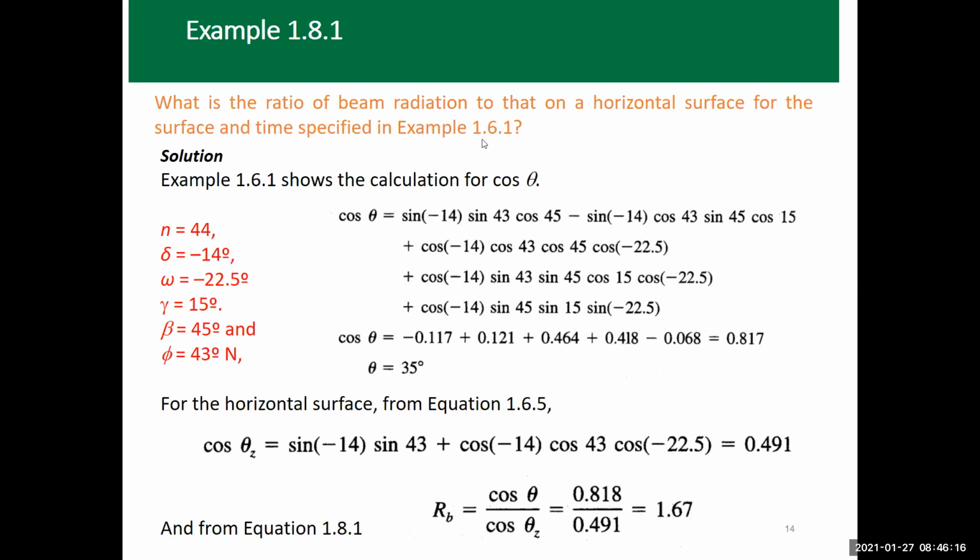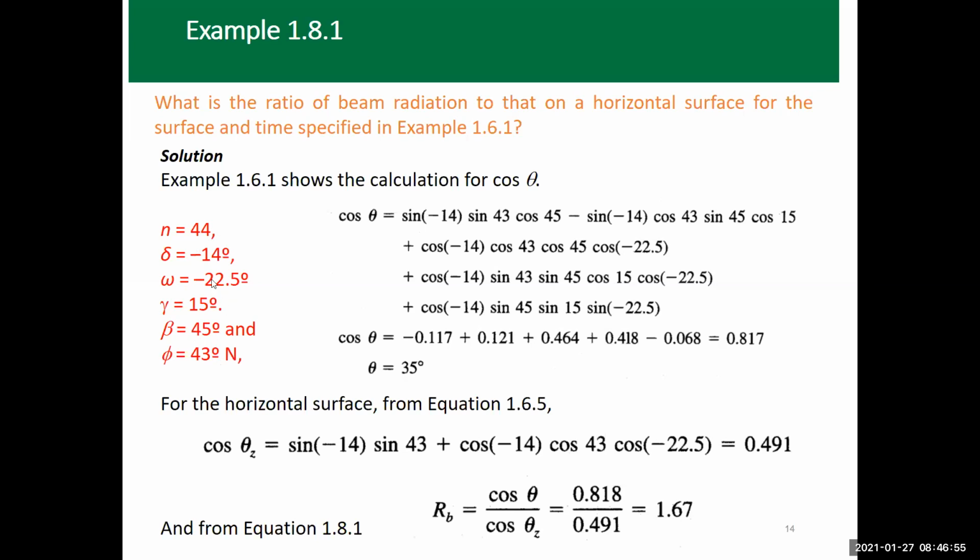And to remind you of example 161, here are the values. It's talking about the 13th of February, so n is equal to 44. Delta has been calculated as minus 14, depending on that day. Remember, delta is a function of the day. Omega is minus 22.5. I would recall that this probably was 10:30 in the morning solar time. Gamma is equal to 15. Beta, it is tilted 45 degrees, and it was in Madison, Wisconsin, with a latitude of 43 degrees north.